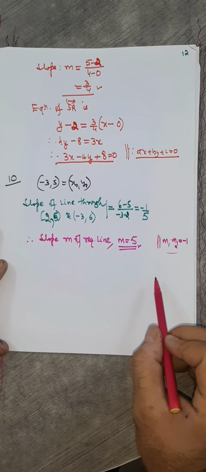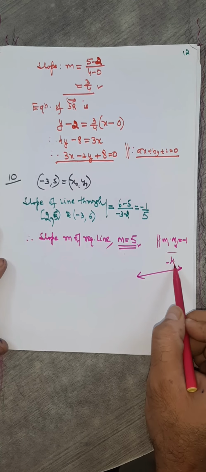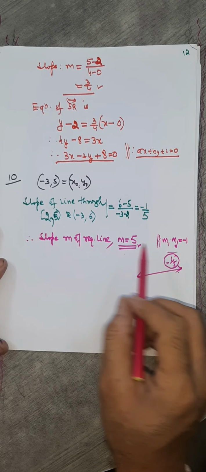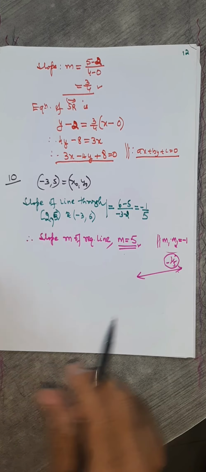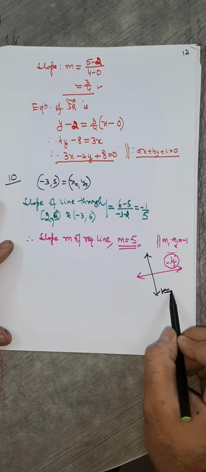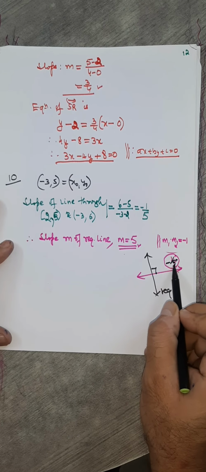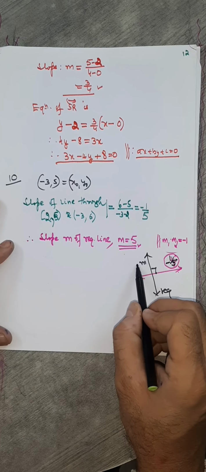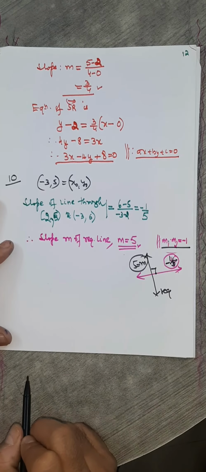Got it? So in a diagram it's like this. This is the given line. It has a slope minus 1 by 5. From where does it pass? These 2 points. And this is our required line, like this. This is just a rough diagram. This is our required line. Both are perpendicular. This slope is minus 1 by 5, so this slope has to be 5. The product should be minus 1 for perpendicular lines.